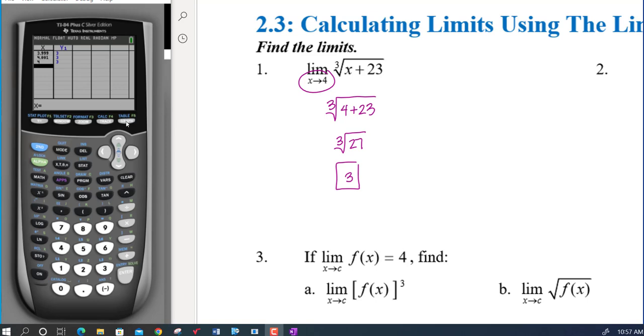You can also look back at your graph and use your calculate menu, which I like. So second trace or calculate. Calculate a value when x is 4. And this is an actual point on my curve, 4, 3.